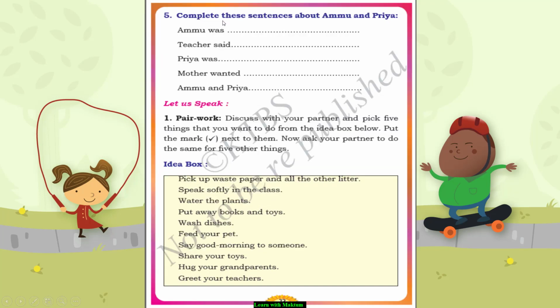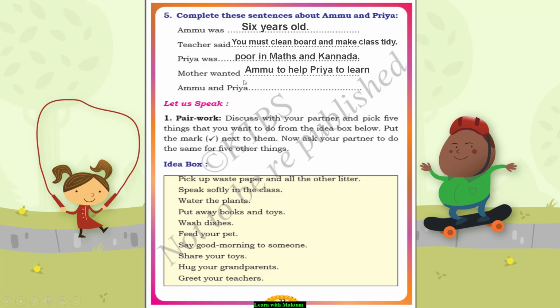Okay. Complete these sentences about Ammu and Priya. Ammu was 6 years old. The teacher said, you must clean the board and make the class tidy. Priya was poor in maths and Kannada. Mother wanted Ammu to help Priya to learn. Ammu and Priya became best friends.